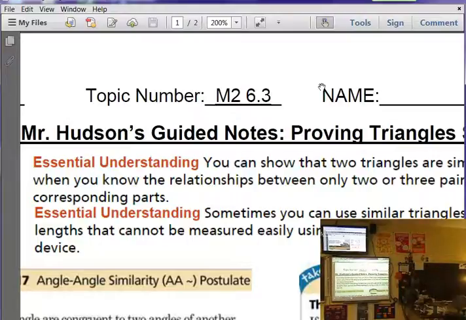So, similarity in right triangles gets mildly dangerous. And I say that because by dangerous, I mean it's very easy to make a mistake by what sides we relate to each other.